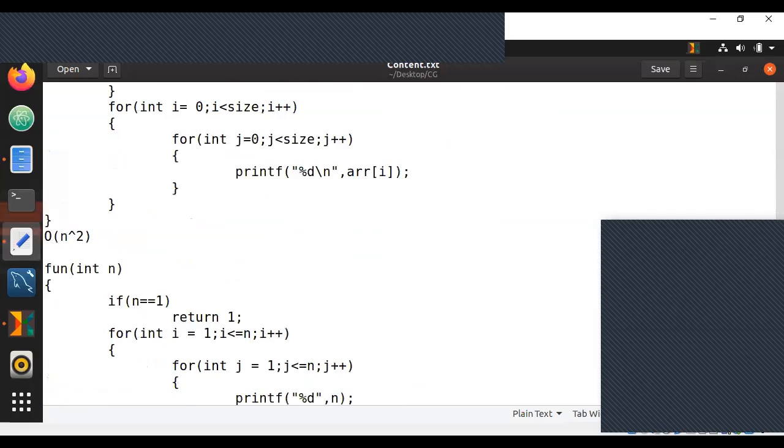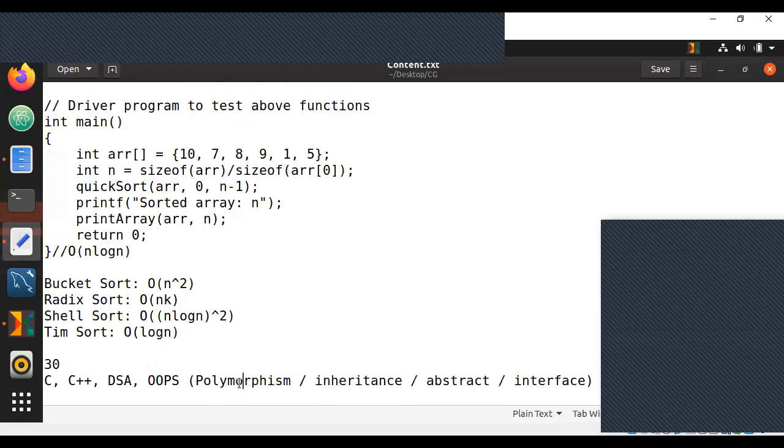Try it out. Umashankar, I'm not entirely sure about that. I'm not entirely sure.